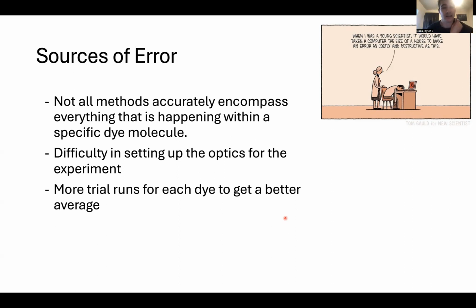We also had some difficulty in setting up the optics for the experiment. We found that setting it up to get the light to exactly hit the detector for our peak wavelength was a little difficult, which could affect our maximum absorption wavelength and then propagate throughout the experiment through the energies and the percent errors, which we calculated. And we also thought that more trial runs might be better for each dye, because if we can get more trials of each dye, we can take an average of all the peak wavelengths and then an average of all the energies and get maybe a better overall calculation for these HOMO-LUMO energy transitions.